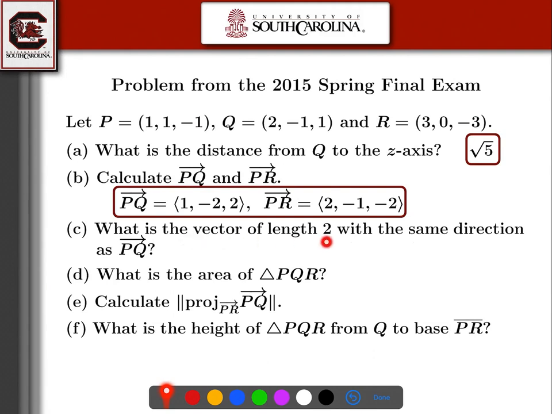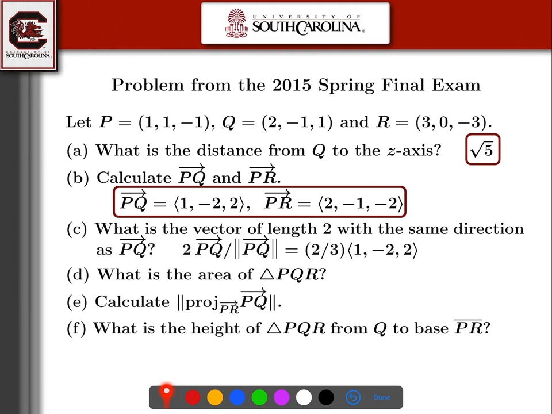What is the vector of length 2 with the same direction as PQ? So what we want to do for that is take the vector PQ, first make it a unit vector by dividing by the length of PQ, and then we'll have PQ over the length of PQ, and that will be a unit vector going in the direction of PQ. And then we want to multiply that by 2. And that will make it have length 2. So we take PQ, divide by its length, and multiply by 2.